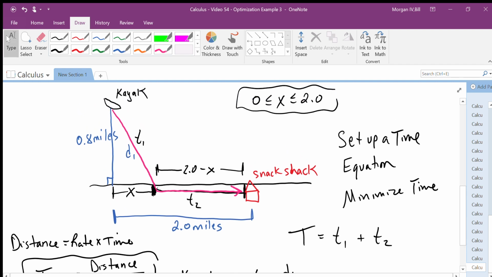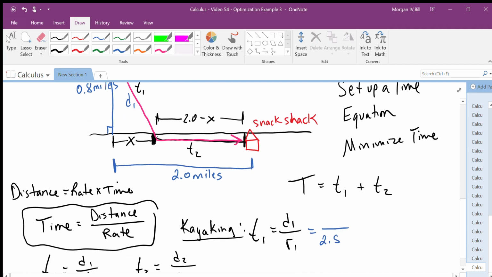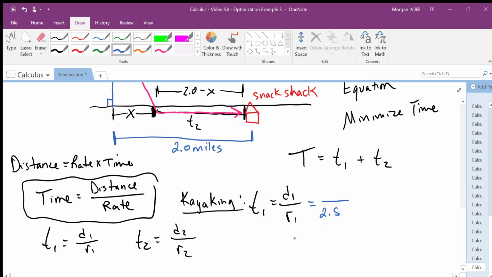Well, D1 looks like it is the hypotenuse of the right triangle, with side 0.8, other side x, hypotenuse D1. So we can see that D1 squared is equal to 0.8 squared plus x squared.